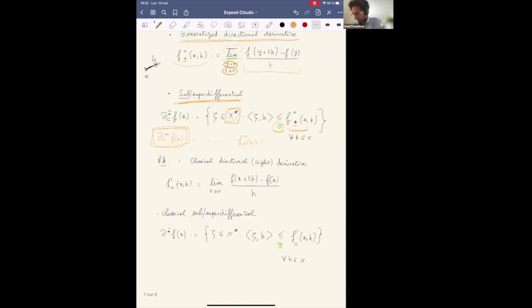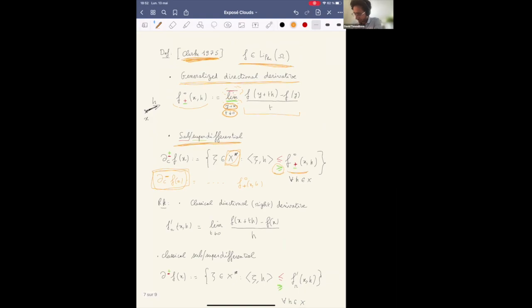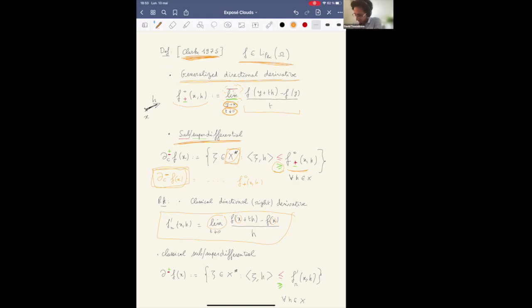Maybe just to compare with the classical notion of directional derivatives, where x does not move, and where there is no lim sup or lim inf. But the problem is that this may not converge.